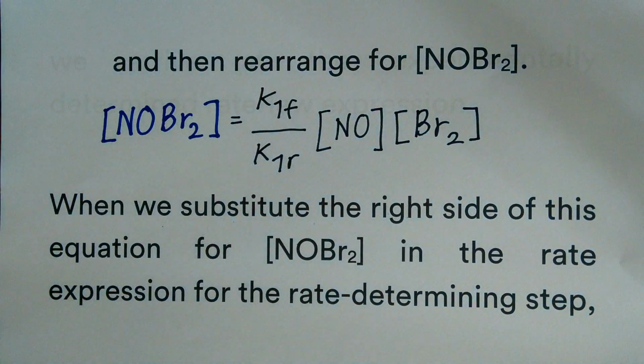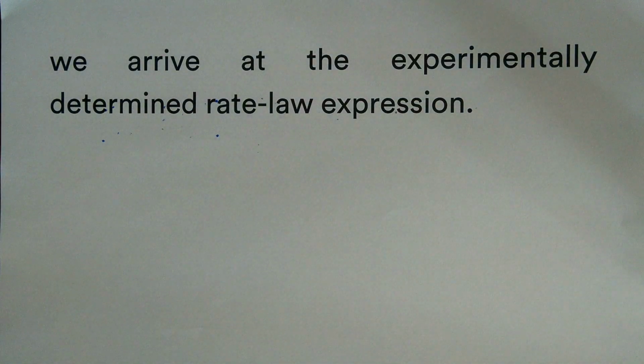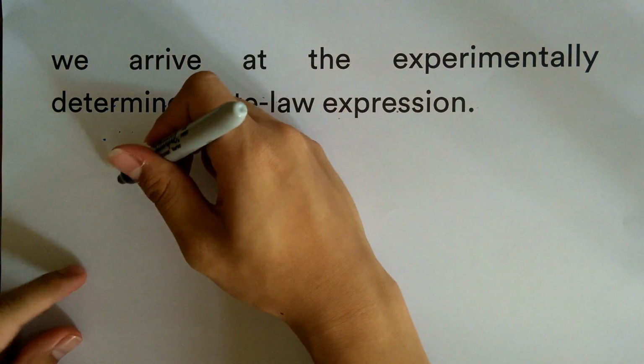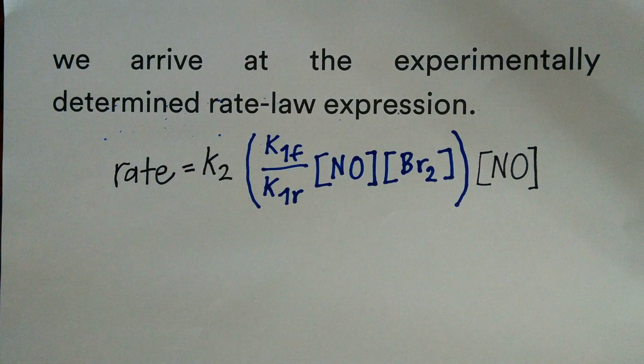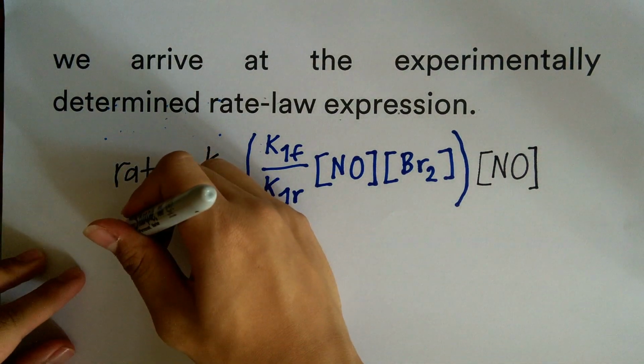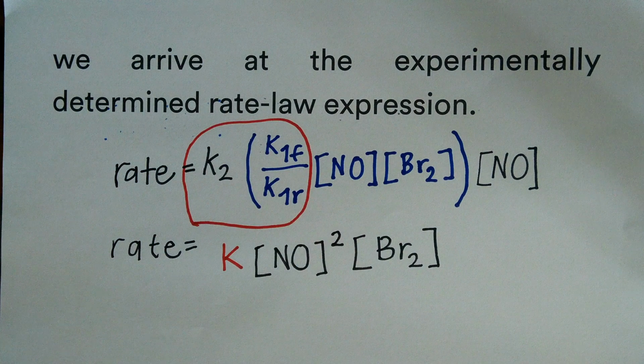When we substitute the right side of this equation for the concentration of NOBr2 in the rate expression for the rate determining step, we arrive at the experimentally determined rate law expression: rate is equal to a constant k times the concentration of NO to the second power times the concentration of Br2.